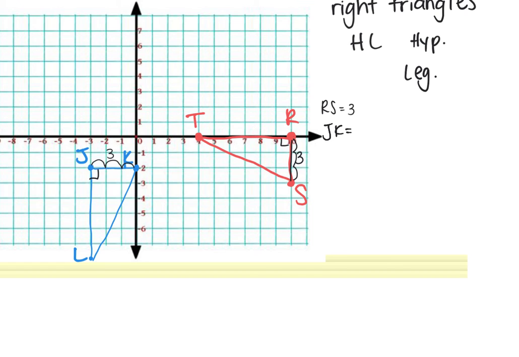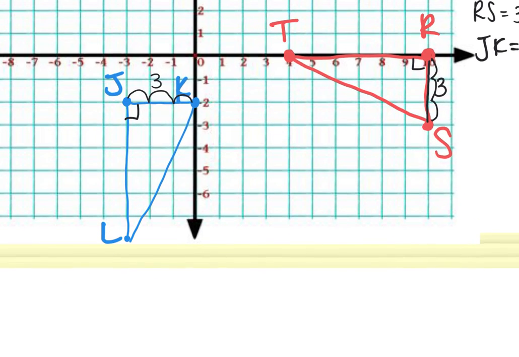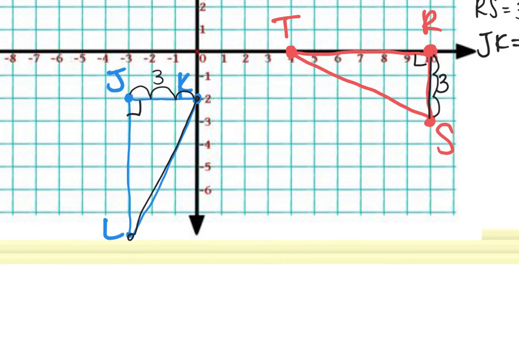If two sides have the same length, then we can say RS is congruent to JK. Now, neither of those two sides were the hypotenuse, so that falls under our leg category. For the hypotenuse, we do have to use the distance formula to figure it out, so we need to find the distance between K and L.